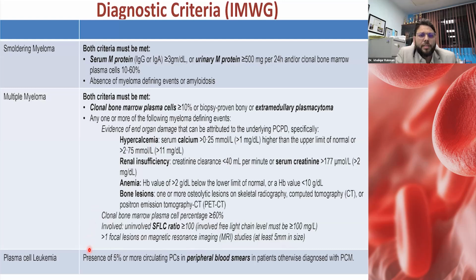And if we have plasma cell leukemia, we should have 5% or more circulating plasma cells. So if you see the words that have been highlighted in these tables: M protein, clonal bone marrow plasma cells, hypercalcemia, renal insufficiency, anemia, bone lesions, SFLC, and peripheral blood smear. We have to evaluate all these things which I have kept in bold to confirm a diagnosis and prognosticate or stage a patient of plasma cell neoplasm.